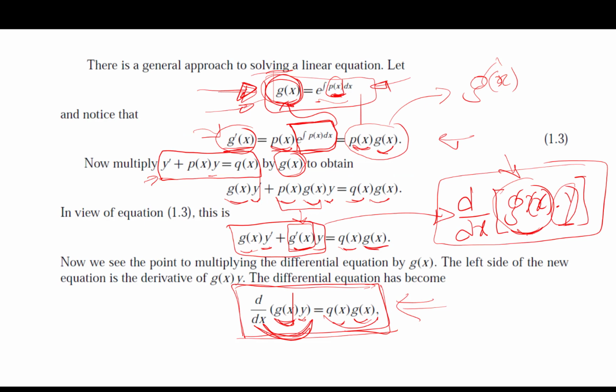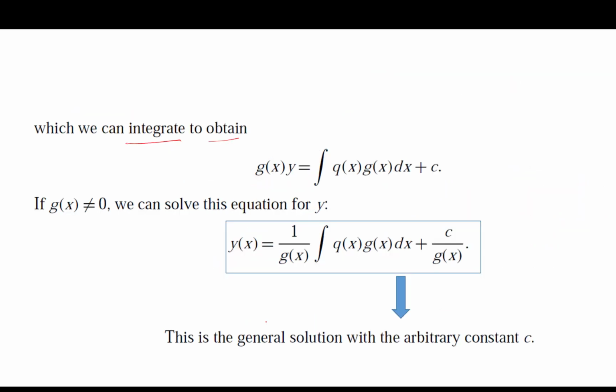So if we go back, this side is d by dx. If we put the integration here, it would cancel this part, and g of x times y would remain: g of x times y equals the integral of q of x g of x dx plus the integration constant. If we assume that g of x, which we have already obtained, does not equal 0, we can solve this equation for y: y of x equals 1 over g of x times the integral of q of x g of x dx, plus the constant over g of x. This is the general solution with the arbitrary constant c. This is what we are going to follow.